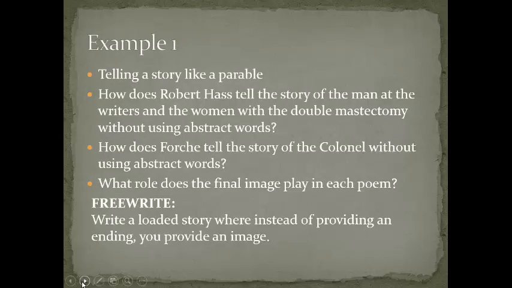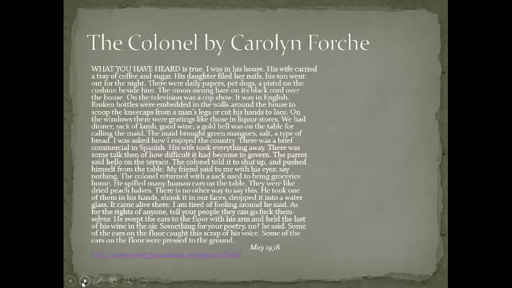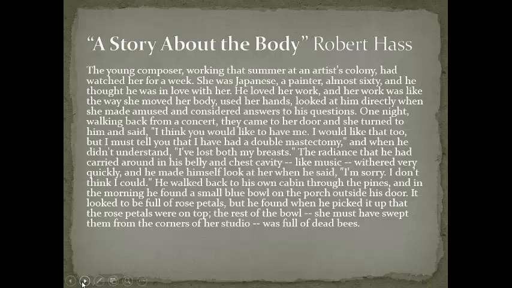I'd like to talk a little bit about this poem before we go on to the next example. So this poem tells a story like it's a parable. I want you to think about how Robert Haas tells the story of the man at the writer's colony and the woman with the double mastectomy without using abstract words. He gives us all these details in this poem, right? It tells a very small story, but look at all the things that he's very specific about in this poem.